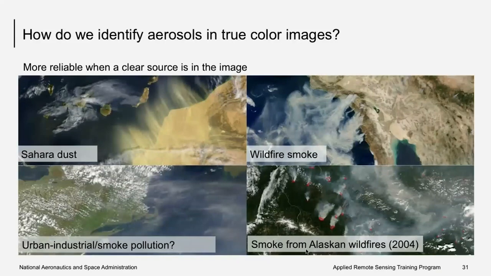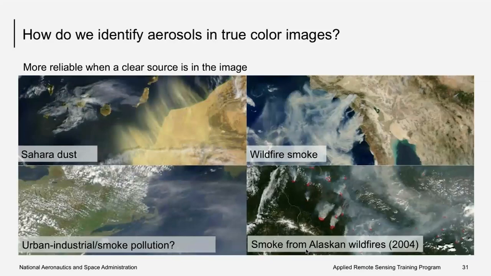Here are some more examples. Again, Saharan dust over Africa, both over land and oceans, looks very different in color than the smoke over the ocean on the right side from the fires in California. You can see other pictures of smoke from Alaskan fires in 2004, and then again industrial pollution and smoke pollution over the east coast of the United States.